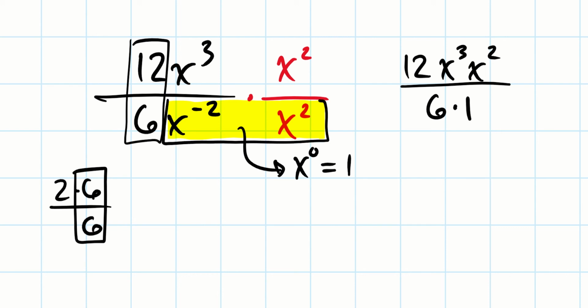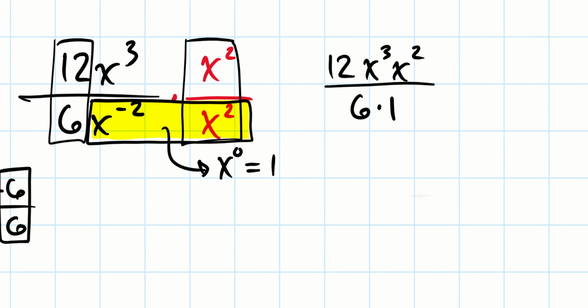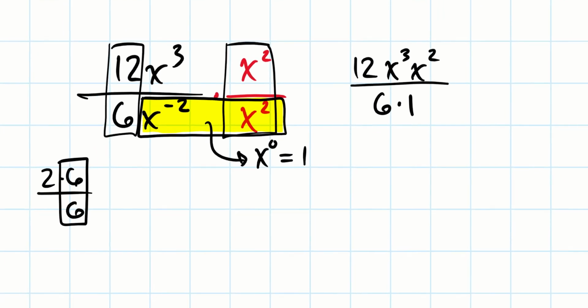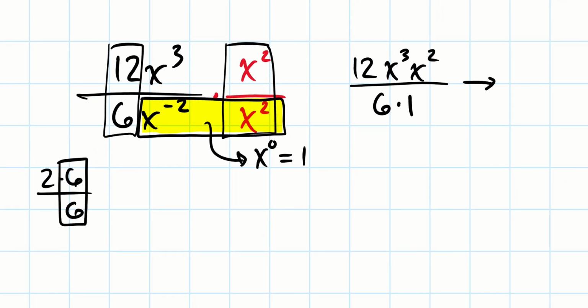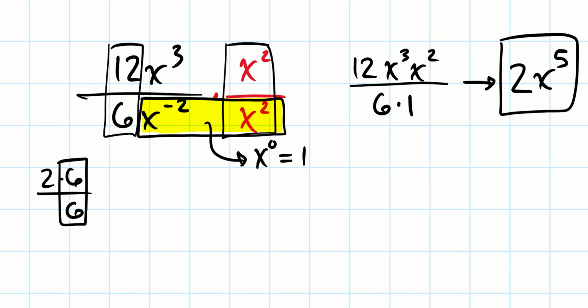This is the 1. And of course, I don't need to keep writing that I'm multiplying by 1 because 1 is the identity element. Anytime I multiply by 1, I don't change a thing. That's why I'm allowed to multiply this expression by x squared over x squared. So if I finish this, because 12 over 6 is the number 2, I end up with 2 and then x to the 5th power. So again, multiplying by the number 1 allows me to eliminate negative exponents.